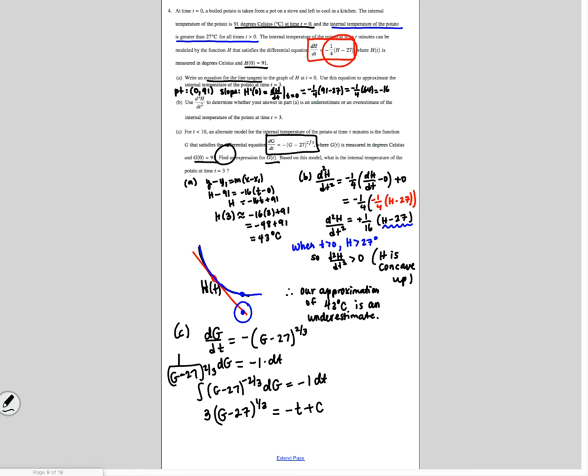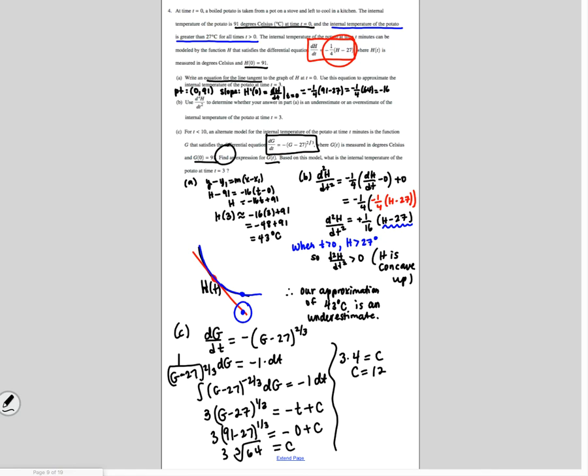And then I plug in that initial condition of g of 0 is equal to 91. So I'm going to have 91 minus 27 to the 1/3 times 3 equals negative 0 plus c. So I get c equals 3 times, this is 64, it's the cube root of 64. Tricky ones without calculators, right? So I end up getting 3 times 4 is equal to c, so c is 12.